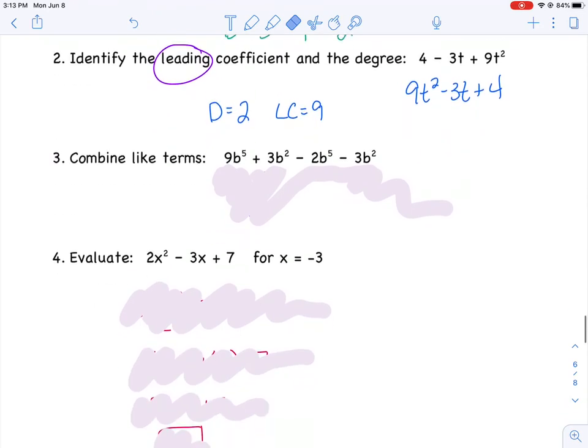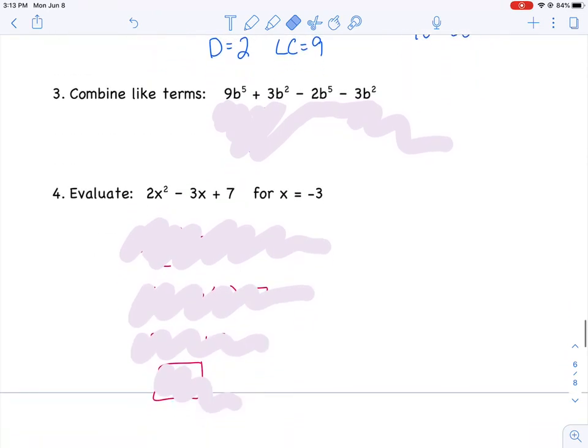All right, number 3 asks us to take this polynomial and combine like terms. Remember, they have to have the same variable and the same exponent in order to be considered like terms. So it looks like here I have a 9b to the 5th minus 2b to the 5th. That's 7b to the 5th. I have a 3b squared and a negative 3b squared. 3 minus 3 is 0, so they just end up canceling each other out. Normally we wouldn't put plus 0b squared at the back. We just wouldn't put anything. So actually 7b to the 5th power would be our final answer here after combining our like terms.